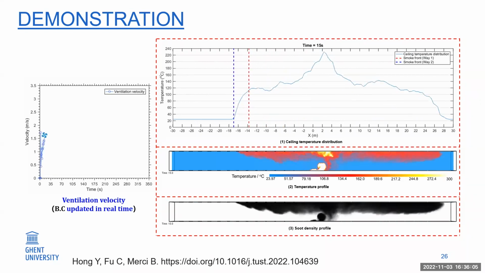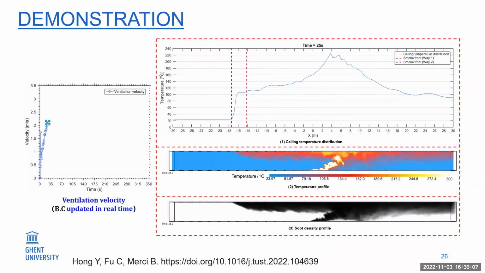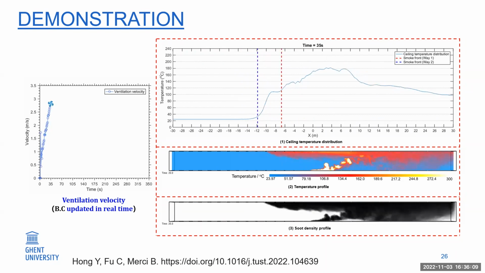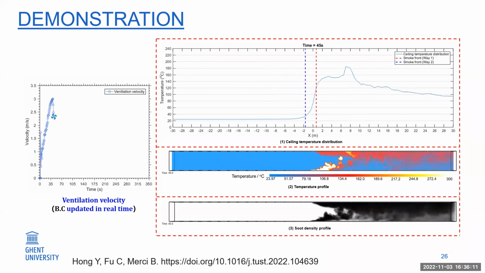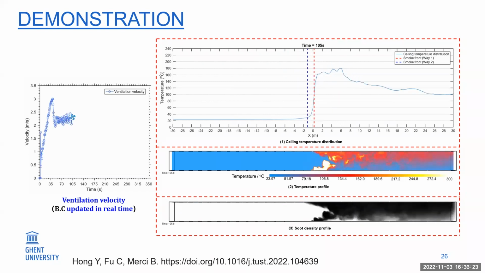This demonstration is one of the cases we tested in the simulation. We can see when the fire occurs, the smoke will spread upstream and downstream. But because the detected temperature is higher than the set point temperature, the ventilation system will start up, and then the smoke will be pushed back downstream and stopped at the fire source.